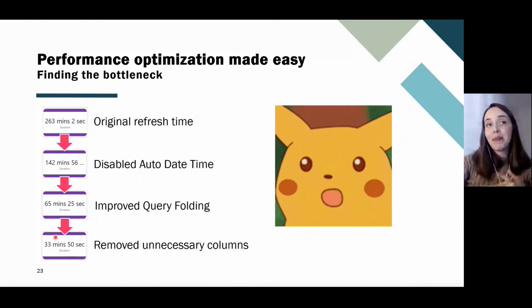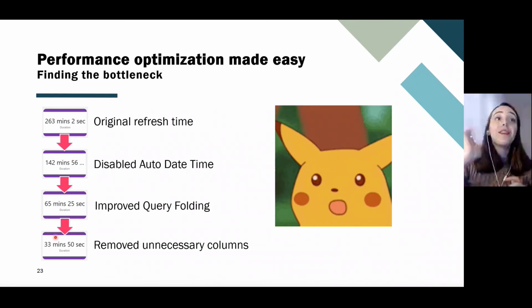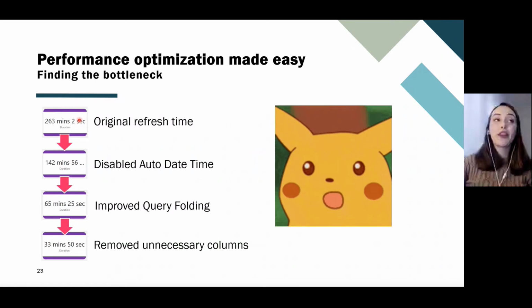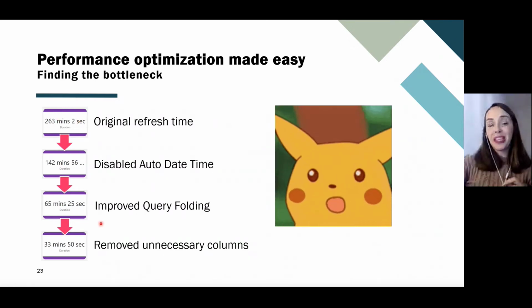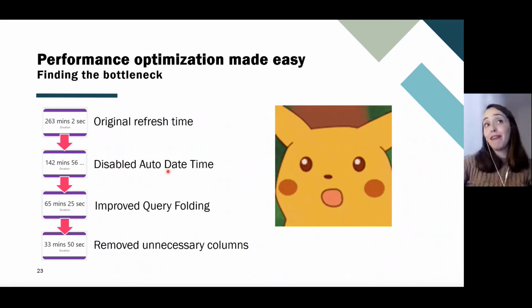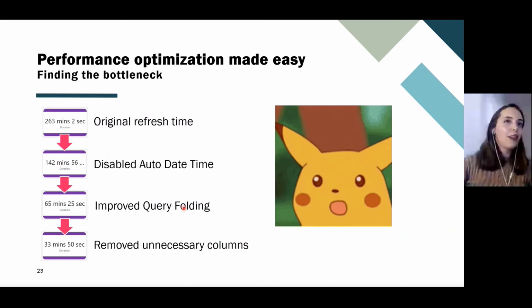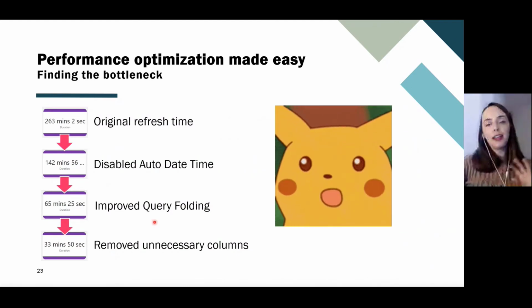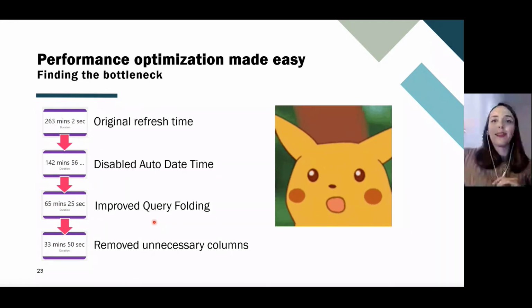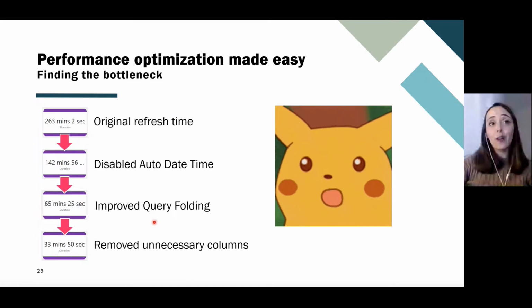Again, very simple steps. It's not something very hard to do. And you can see now how I managed to reduce the refresh time from 4 hours to 30 minutes, which is a lot, with only these 3 very simple things: disable the auto-date time. I improved query folding. I looked at my query folding and tried to put everything at the beginning, so it's folded and sent back in that envelope to the database. And I removed everything that I didn't need, and it was taking a lot of space.